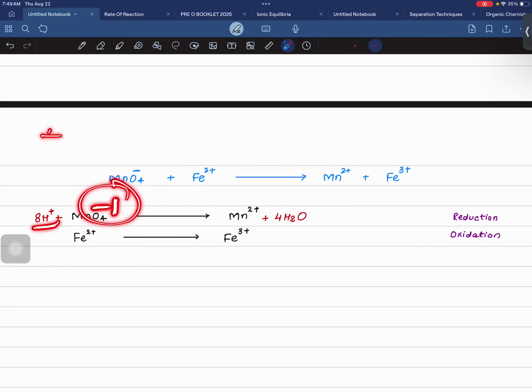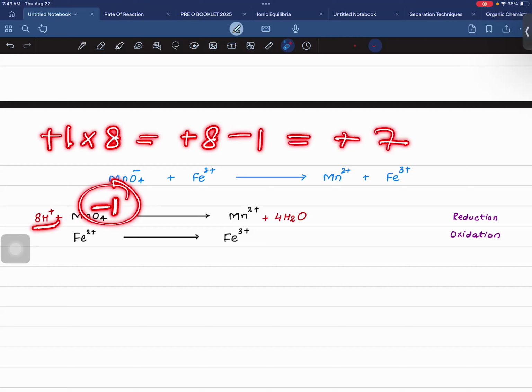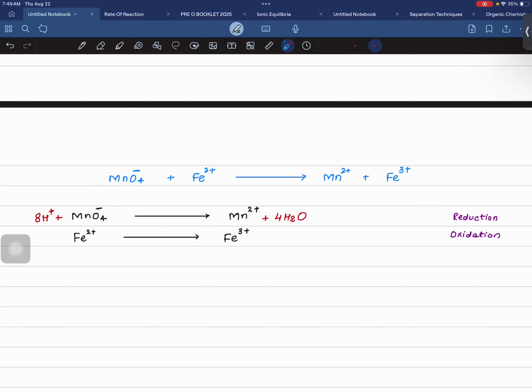Each hydrogen is +1. How many hydrogens do you have? You will say, sir, 8. I will say 8 multiplied by +1 is +8. So +8 -1, you will say +7. This is a baby question, man. Why is this +7? Because +8 -1. You told me that hydrogen is +1. Yes, right now I'm also saying that hydrogen is +1.